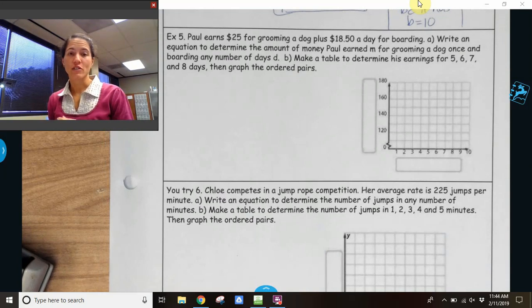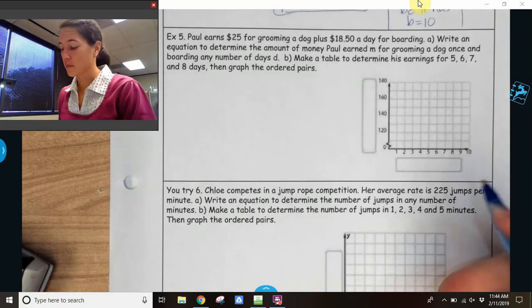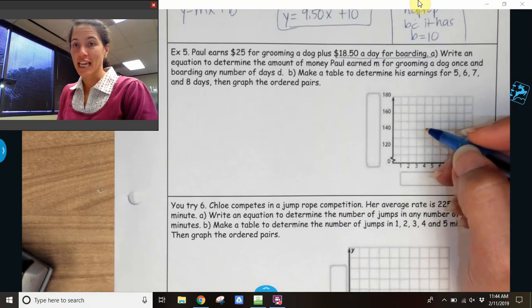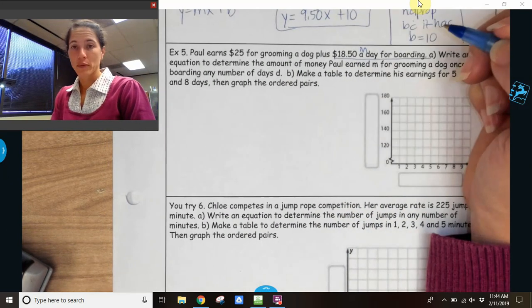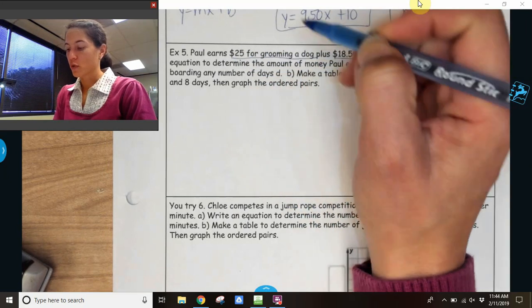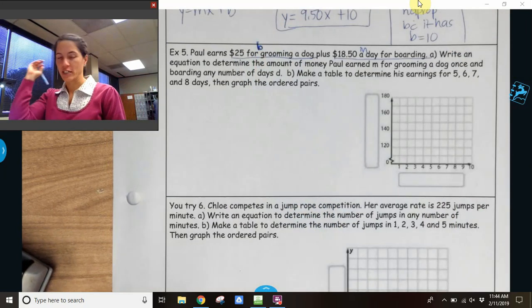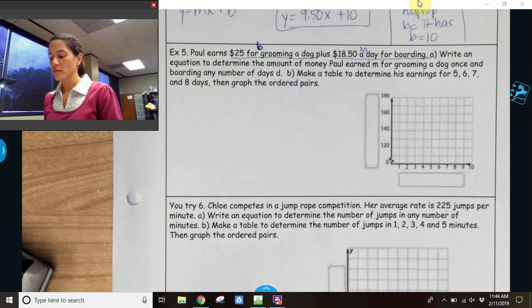Paul earns $25 for grooming a dog plus $18.50 a day for boarding. So hopefully that $18.50 stuck out at you. $18.50 a day, so that's going to be your slope. And then $25 for grooming. Well, you only groom a dog once per day. You don't groom a dog every day. You only groom a dog once in a while.